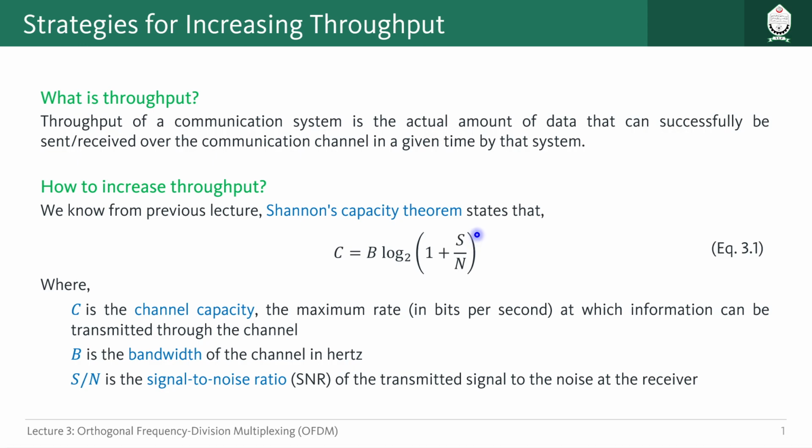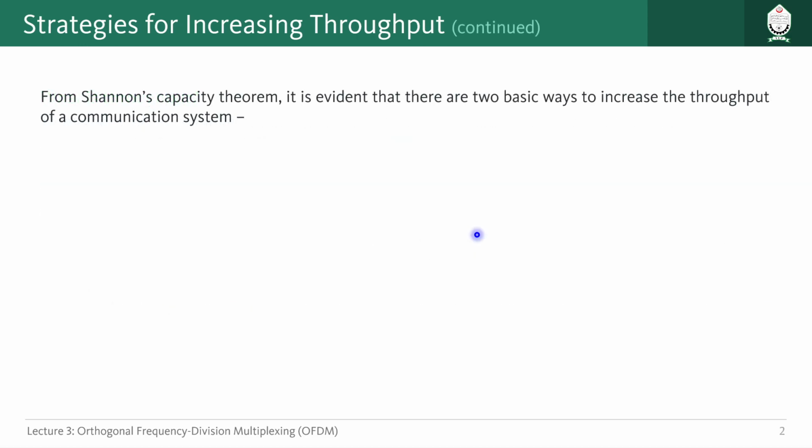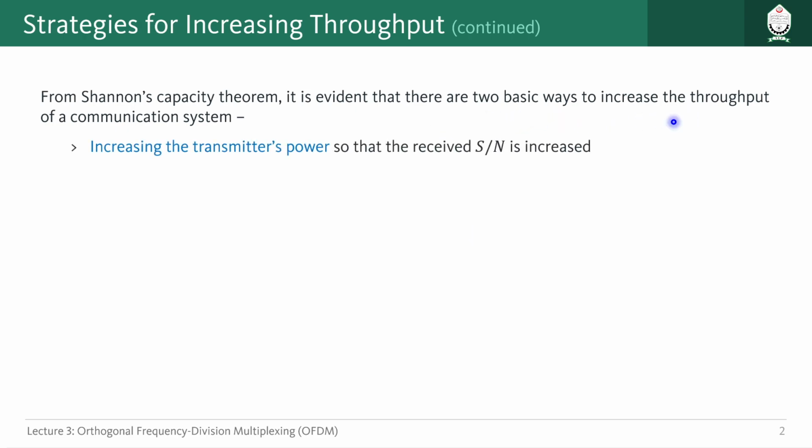Now, based on this formula, we can already have some idea about how to increase our throughput. There are basically two ways. The first one is to increase the transmitter's power, that means the value of S. If I increase the value of S, obviously S divided by N, the signal to noise ratio, will increase, which will in turn increase our channel capacity. As we increase the channel capacity, obviously our throughput will also increase.